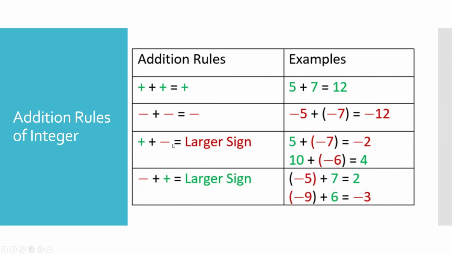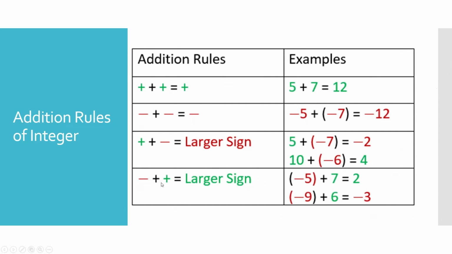Now see, positive and negative. If you add them together, what will happen? The sign of the larger absolute value will be carried. Like here, 5 is positive, 7 is negative. So the absolute value is 2, and the sign is negative because the negative number is larger. Similarly, you see here the positive number 10 and the negative number 6 is smaller. So the value is 4, and it is positive because the larger number is positive. So try to understand.